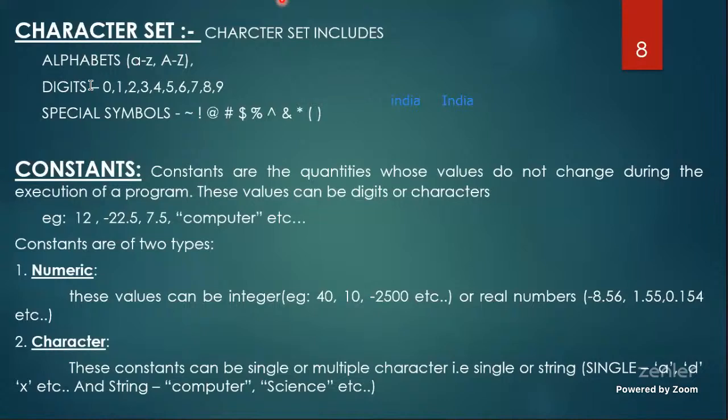And it also takes some digits. Digits means 0 to 9. Later we will be taking some combinations of them, like 10, which means 1 and 0. So even digits come under the character set. Now special symbols.